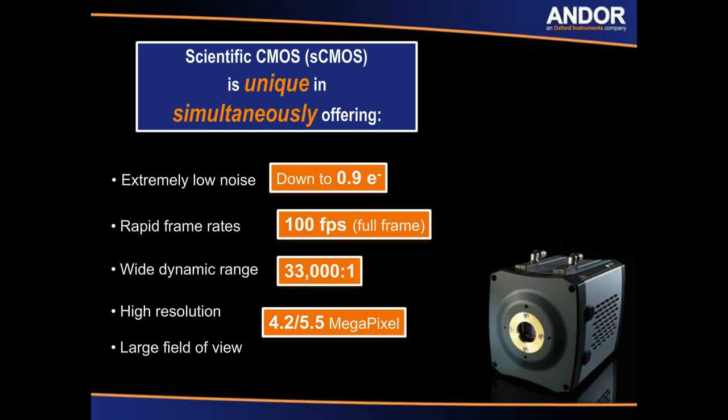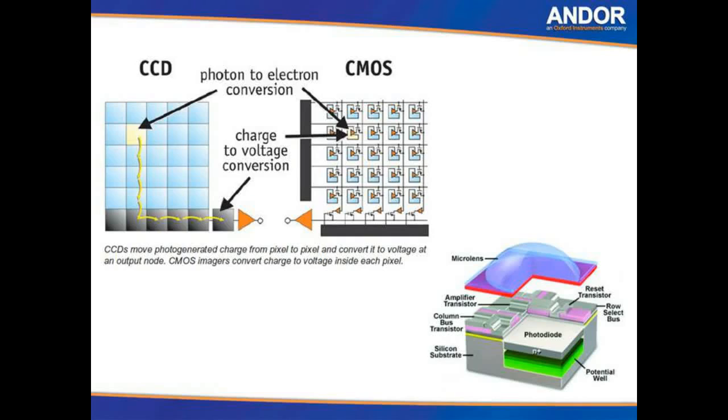Also, they have a very high resolution. The pixels themselves are quite small. They're 6.5 microns in size, and you have 4.2 million pixels of this size. So you've got a very large field of view and the perfect size of a pixel in order to get the best resolution for this type of microscopy. So that's the main features, I suppose, of sCMOS.